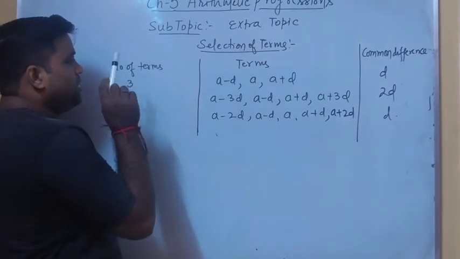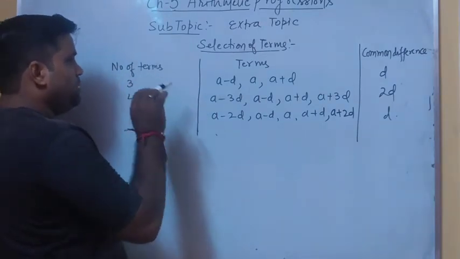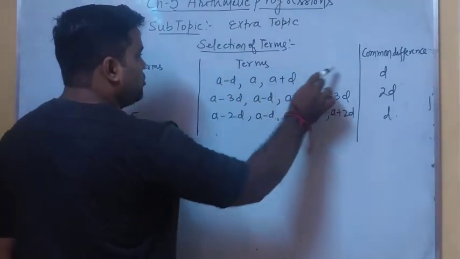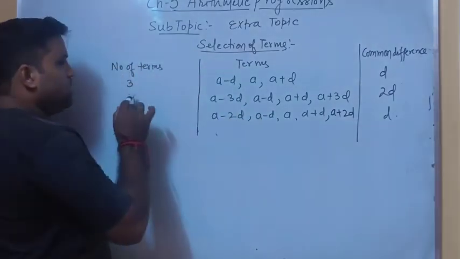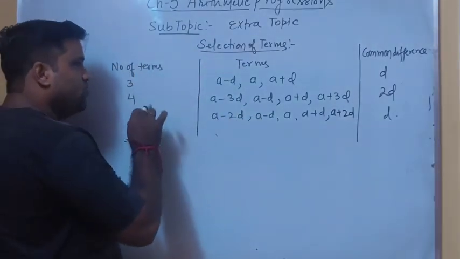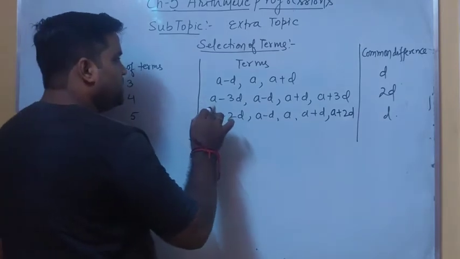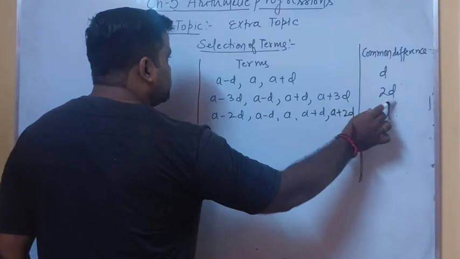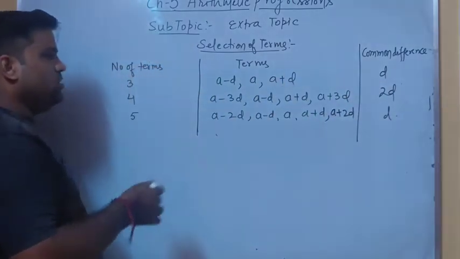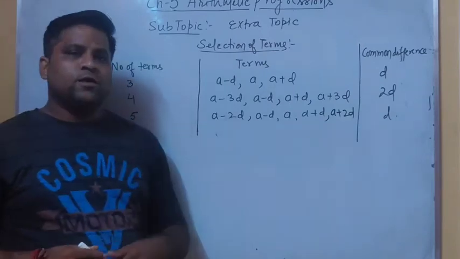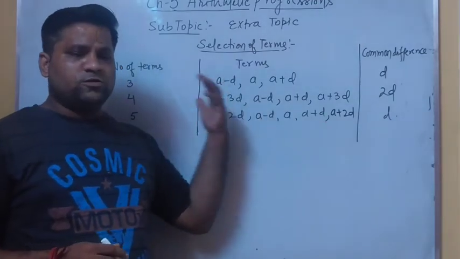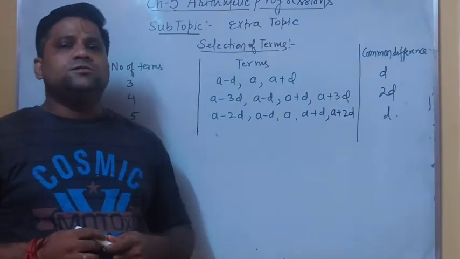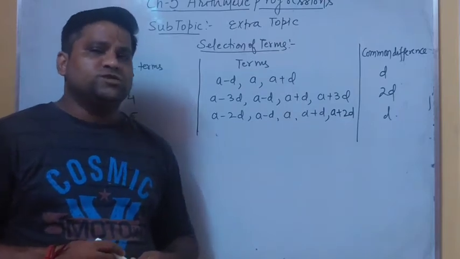Selection of terms. When the number of terms which are in AP is 3, we can select the terms as A minus D, A, A plus D, and the common difference is D. When the number of terms given is 4, we can select these terms: A minus 3D, A minus D, A plus D, A plus 3D, and the common difference between the terms is 2D. Similarly, when we choose terms for 3, for 4 or for 5 in this way, we can solve our questions easily.